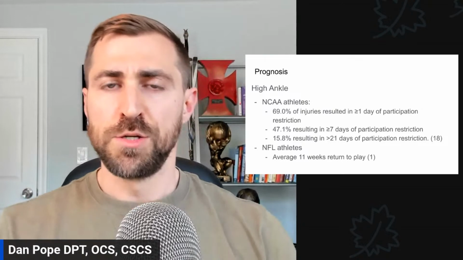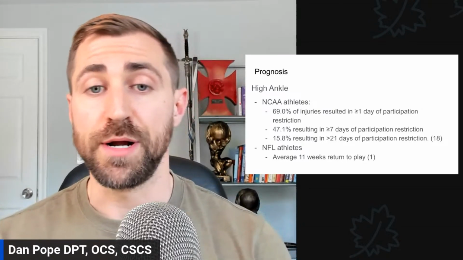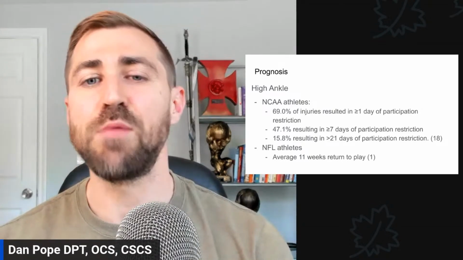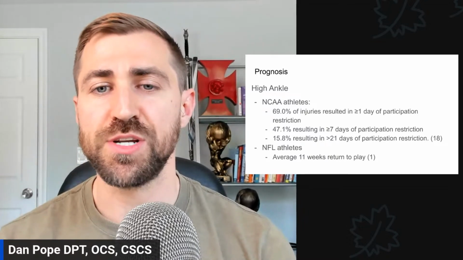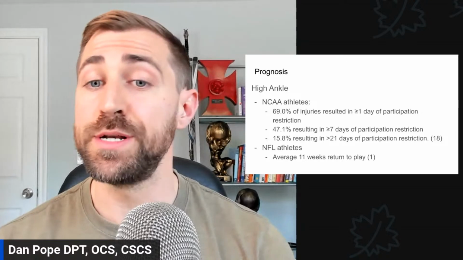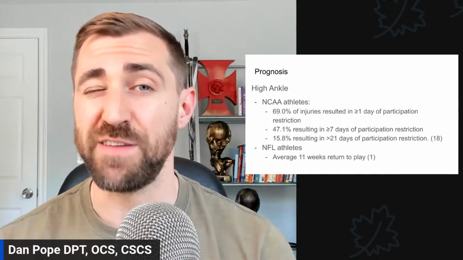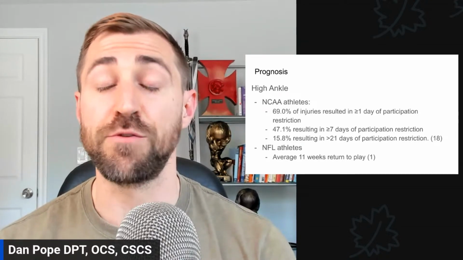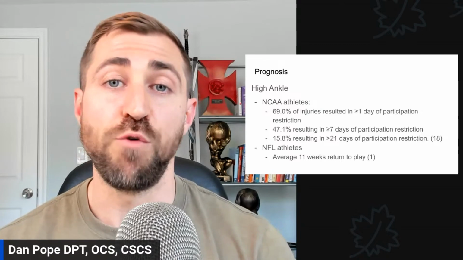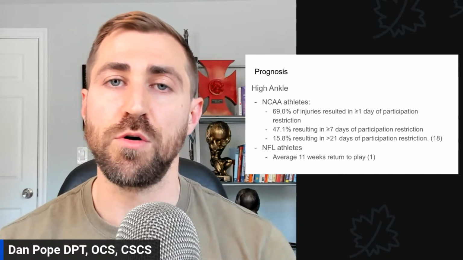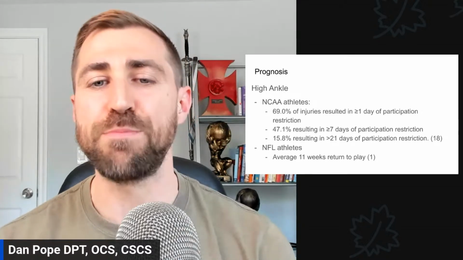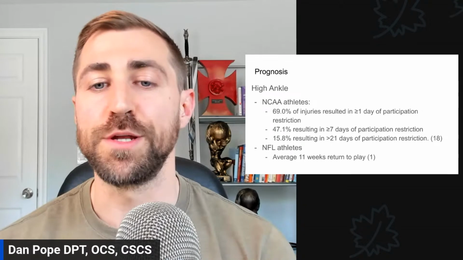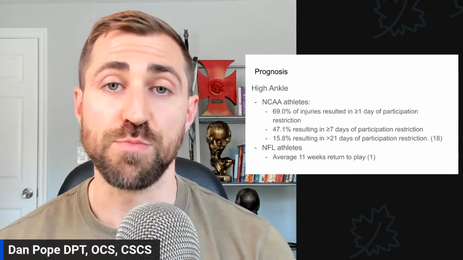Okay. So some more prognosis for high ankle sprain injuries. In NCAA athletes with high ankle sprains, 69% of injuries resulted in greater than 1 day of participation restriction. So 70% or so had to restrict for at least 1 day. Around 47%, so half of those, are going to have to restrict for at least 7 days. And then 15.8% restricted for more than 21 days for sports participation.